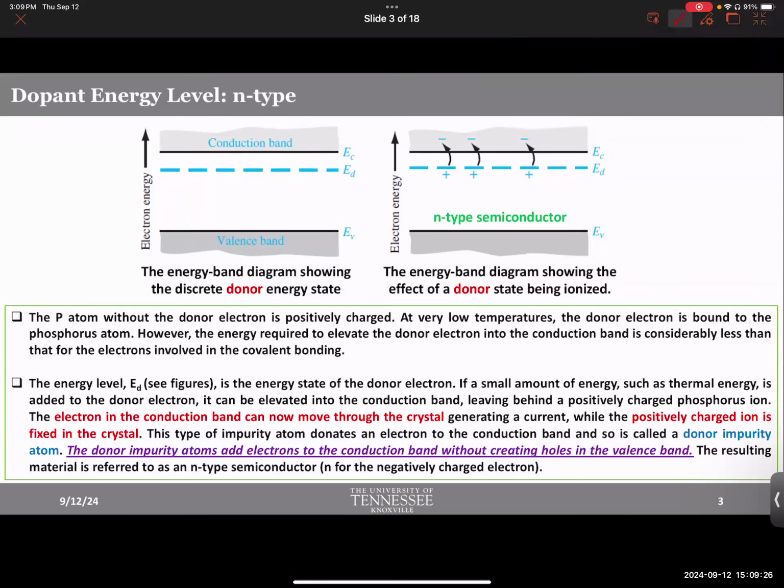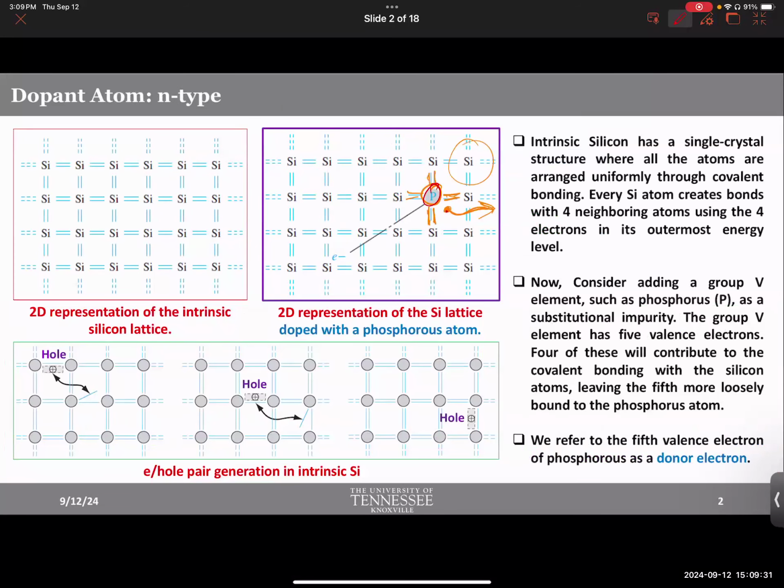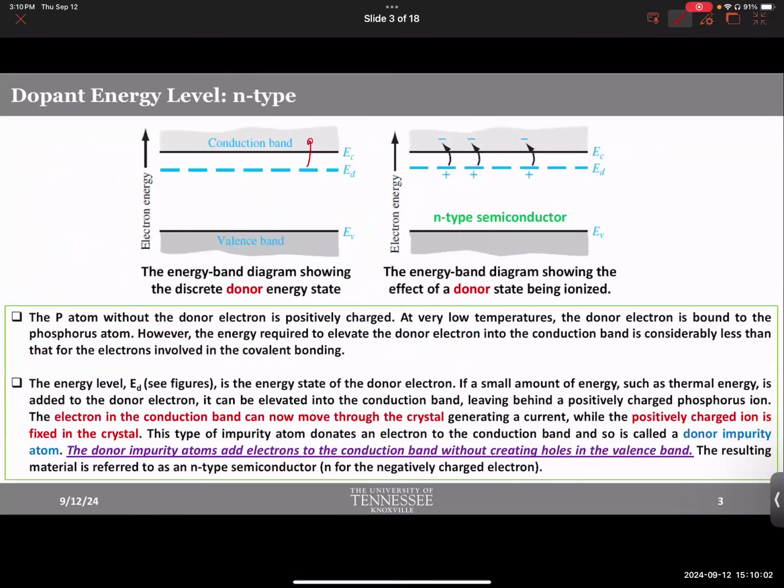One more thing: when the donor atom, like here phosphorus, decides to give up this electron, the electron is now free, by the way. The phosphorus atom itself behaves as if it's a positive charge, but it's stuck in bonds with the silicon atoms around it. So it cannot move around, right? It's stuck. But the electron that it just gave up is a free agent right now. So it can move around the material anywhere it wants, depending on where you are attracting that electron to, based on the electric field direction.